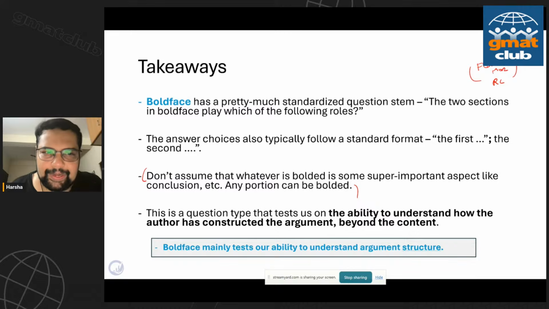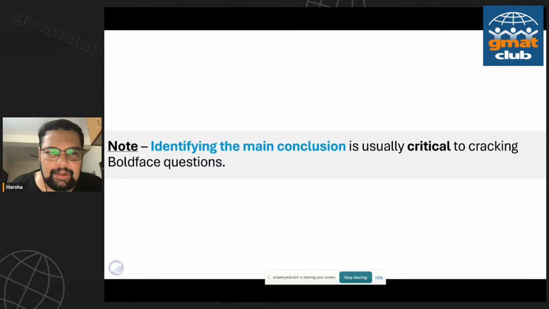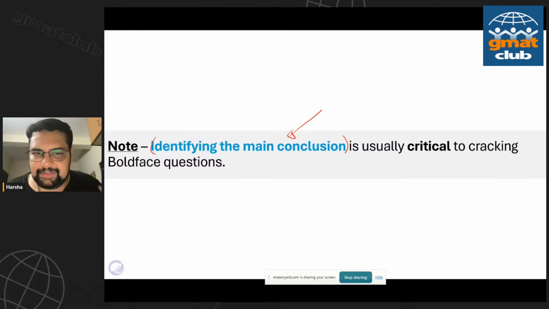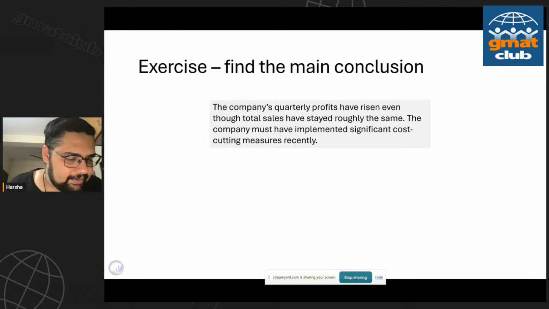So very important. All of you saw this live as you solved this question. One of the critical pieces to getting boldface questions right is identifying the main conclusion when it's there. In 95% of the cases, it will be there, right? Being able to identify the main conclusion is super important. Therefore, let's talk about how to find the main conclusion. Here's the first example. It's a simple example. Just quickly tell me what the main conclusion is, and then we'll get into it.